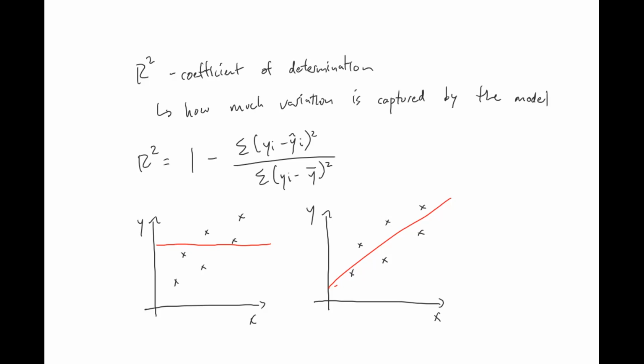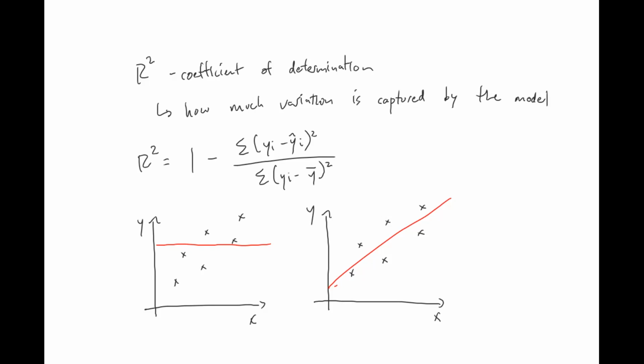And again, if you hear people say, oh, my model is amazing, it has an R squared of like 0.9, that doesn't really mean that the model is actually good. It just means that maybe the variation is getting captured. But there are lots of other things that we need to think about in terms of what constitutes a good model.